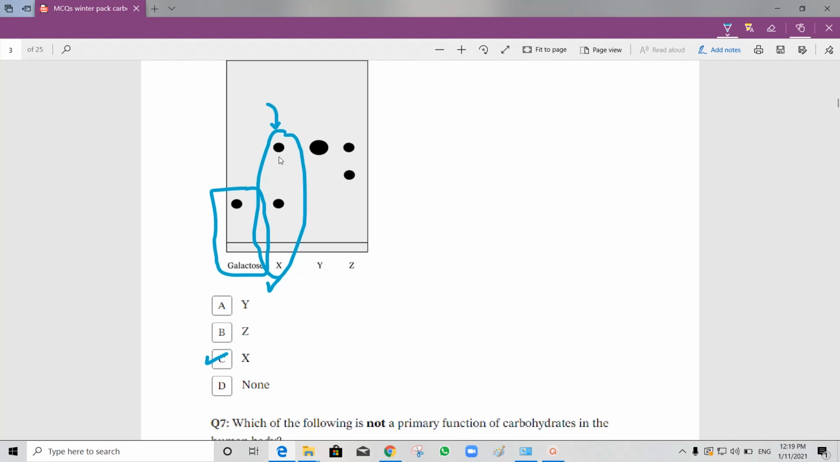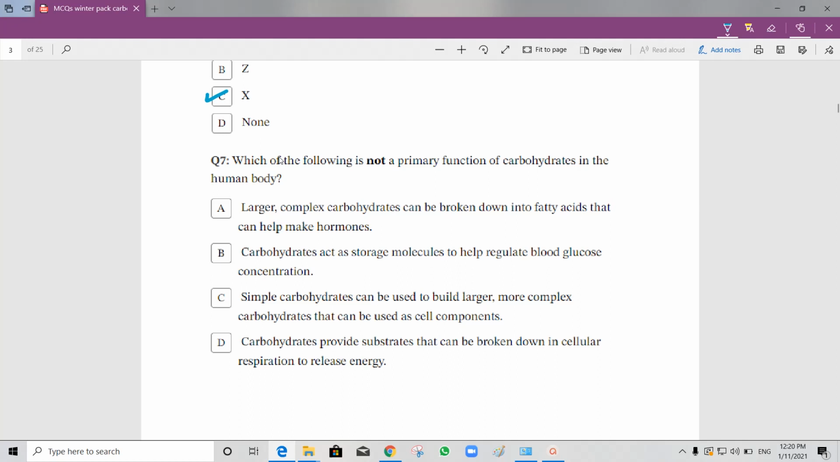Okay. Let's move to question 7. Which of the following is not a primary function of carbohydrates in the human body? Okay, let's read the options here. Large complex carbohydrates can be broken down into fatty acids and can help make hormones.